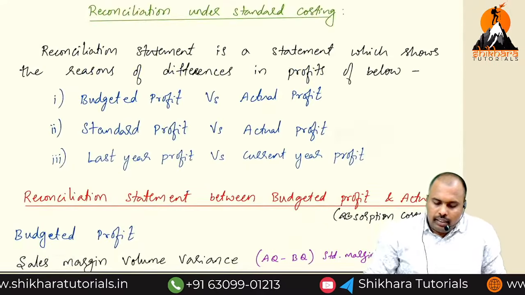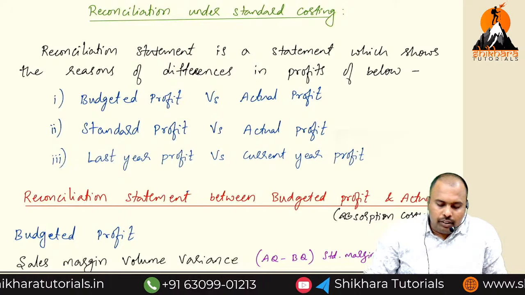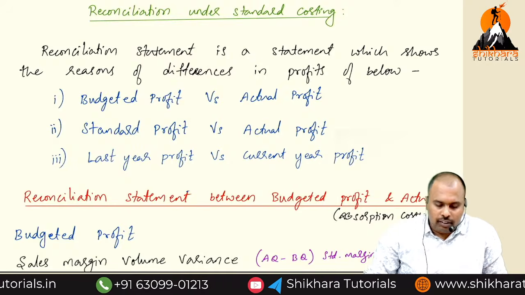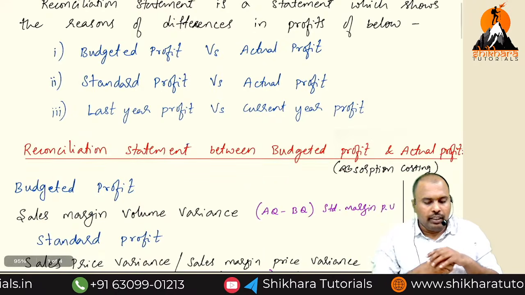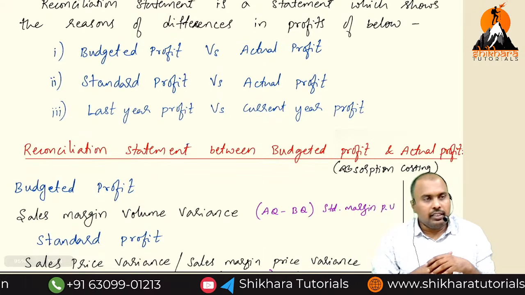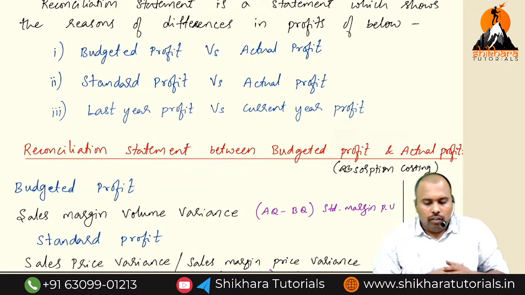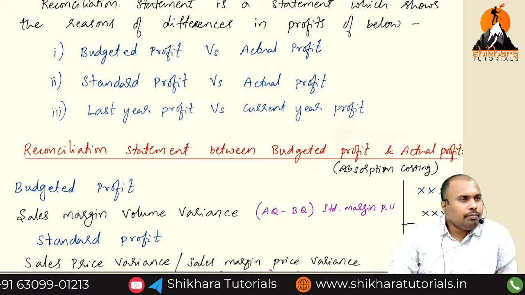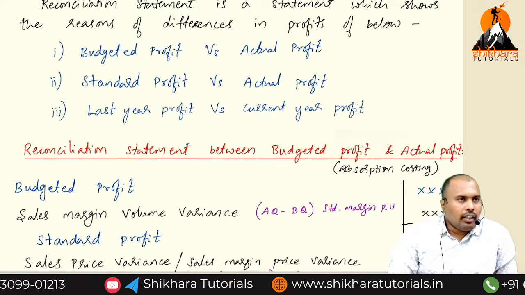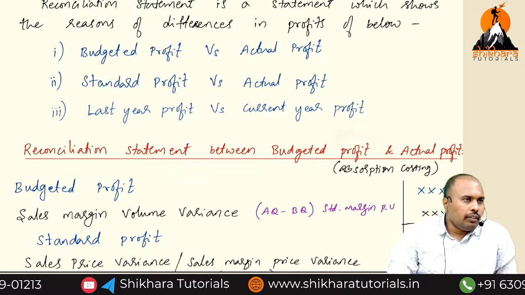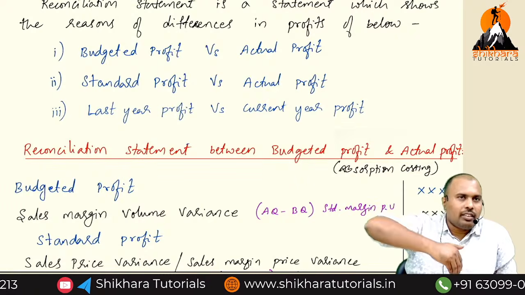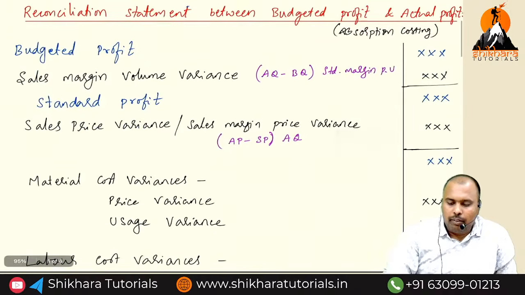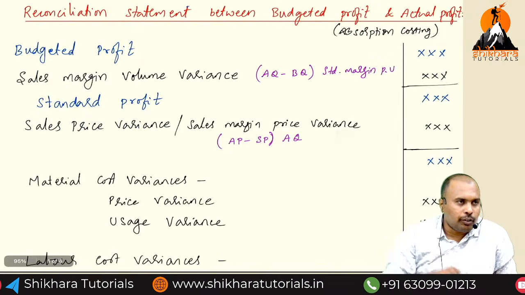A reconciliation statement is a statement which shows the reasons for differences in profits: budgeted profit versus actual profit, standard profit versus actual profit, or last year profit versus current year profit. Last year profit in the sense of budgeted, current year profit in the sense of actual. Whatever concepts we discuss now, apply the same concepts for budget and actual. So now, reconciliation between budgeted profit and actual profit under absorption costing.